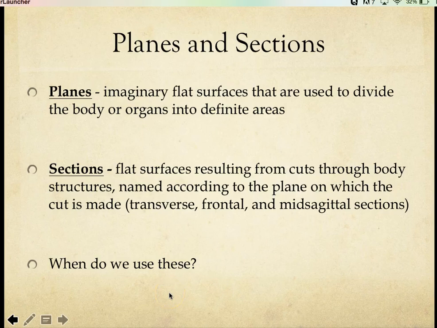Okay, planes and sections. So planes and sections are basically going to be used when we're talking about microscopic images and when we cut tissues to observe them, for some sort of pathology. Okay. So a plane is the imaginary surface that is being used to divide the body or organ, and then the section is the resulting piece.